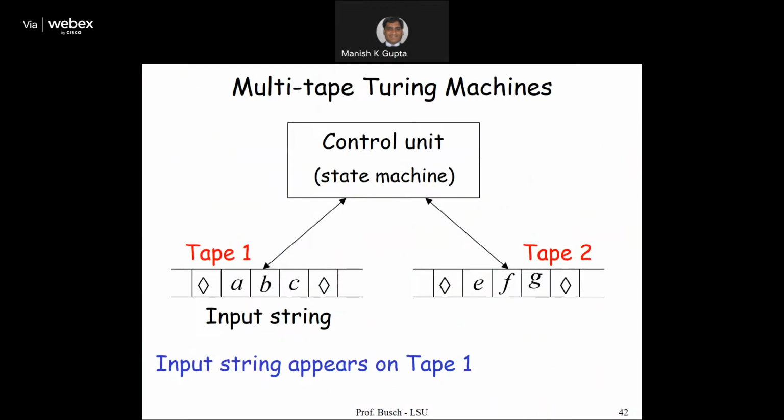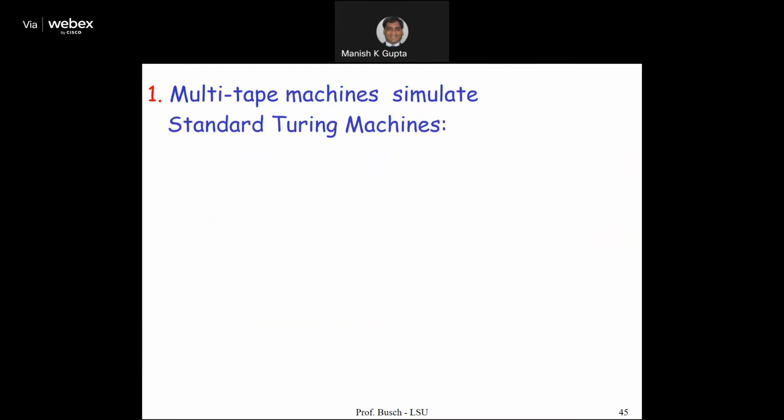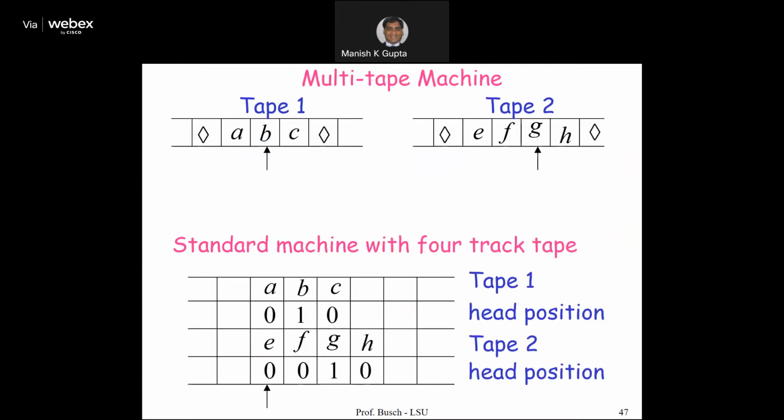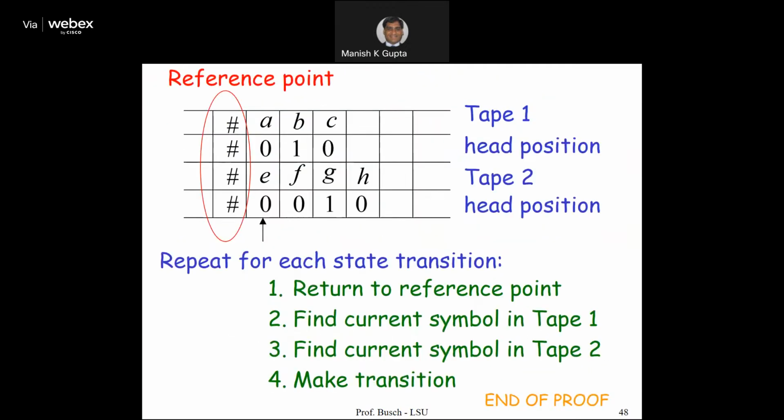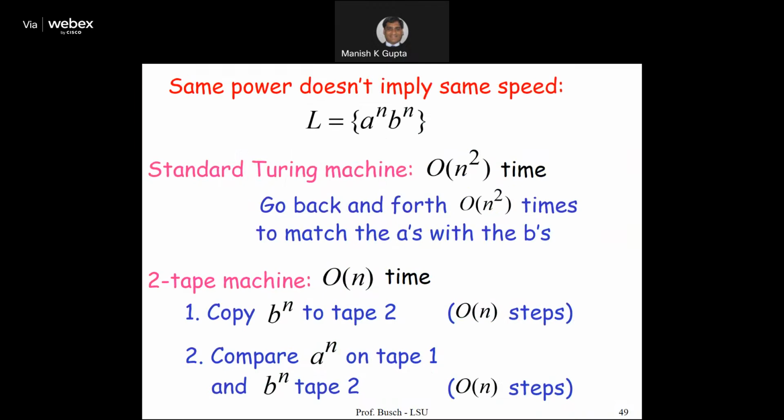Multi-tape, so now there is a control unit. On tape one, you have the input string, and on tape two, you have something else. So the input string appears on tape one, and there is something else on tape two, and so on. I'll show you how we'll use this idea later on. Okay. So that's all about variations. So easy, right? You got some ideas.